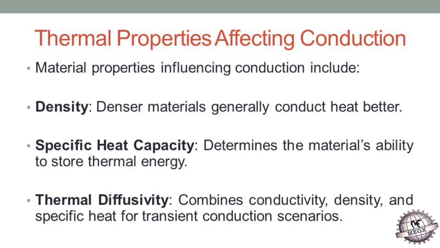Thermal properties affecting conduction. Material properties influencing conduction include density, specific heat capacity, and thermal diffusivity. Density: denser materials generally conduct heat better. Specific heat capacity determines the material's ability to store thermal energy. Thermal diffusivity combines conductivity, density, and specific heat for transient conduction scenarios.